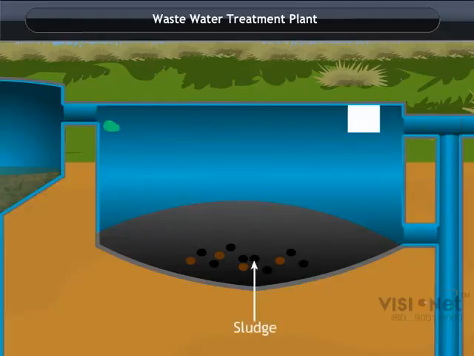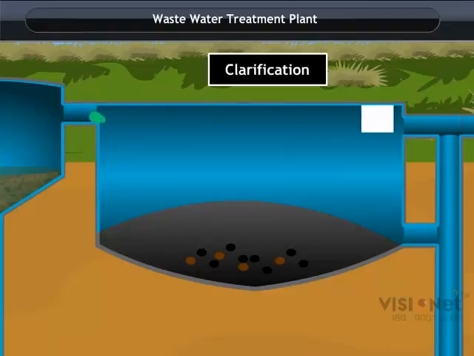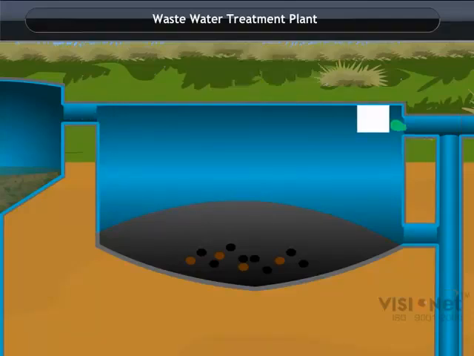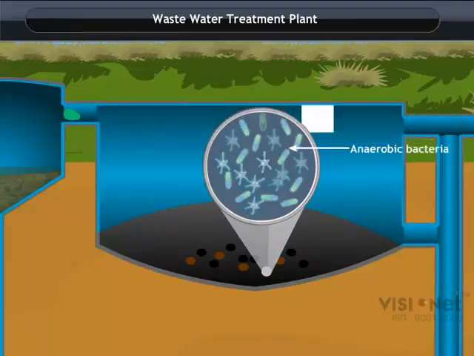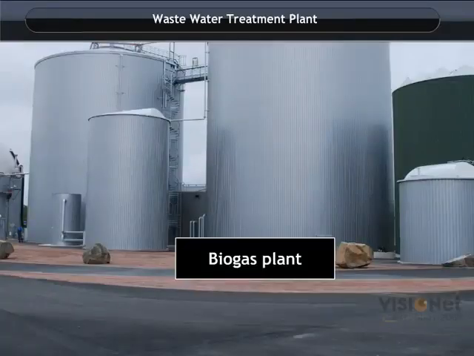The contaminants that float over the surface of the water are removed by a skimmer. The water that is treated in this process is called clarified water, and the process is called clarification. Sludge in the tank is allowed to decompose with the help of anaerobic bacteria, that is, bacteria which can survive in the absence of oxygen, to produce biogas that can be used for the generation of electricity.